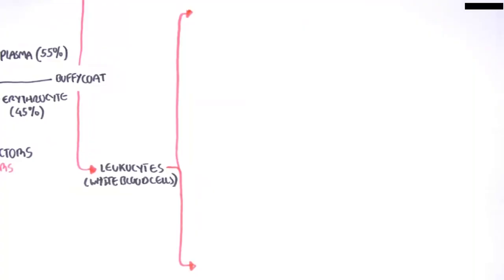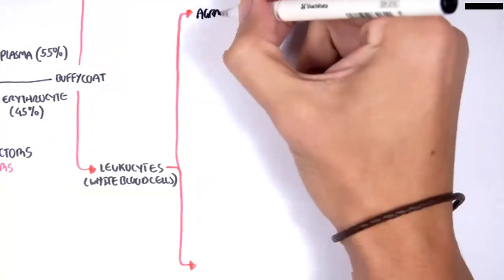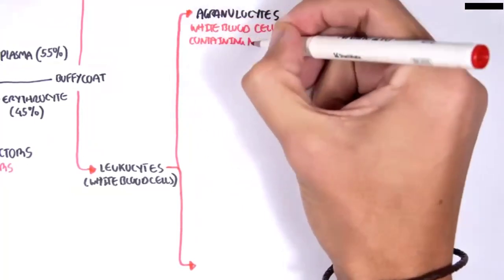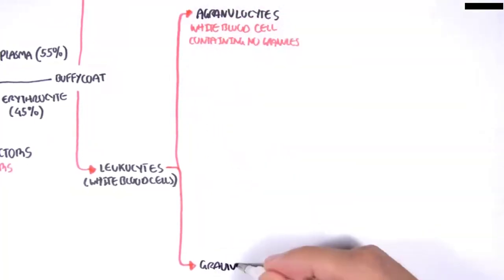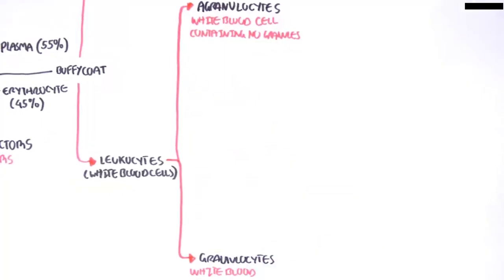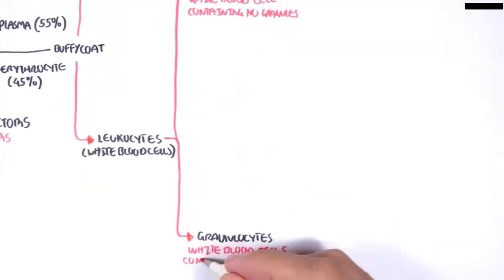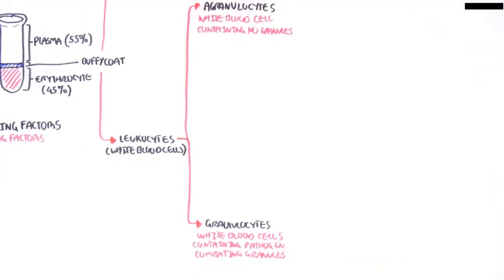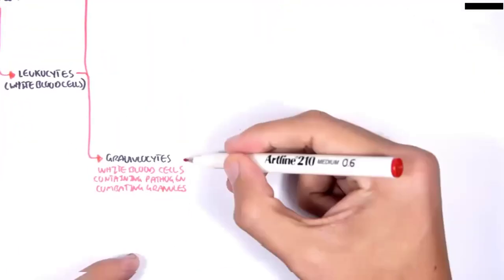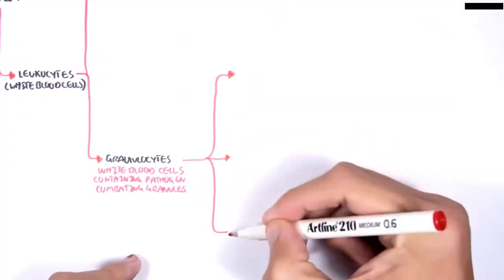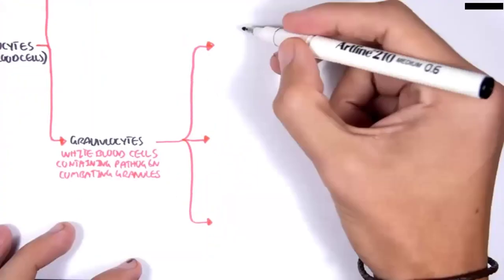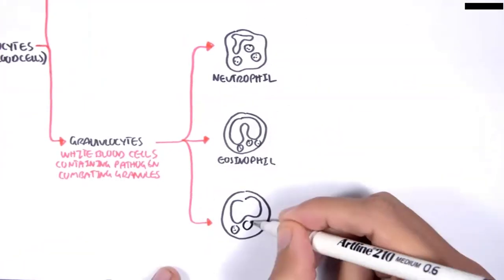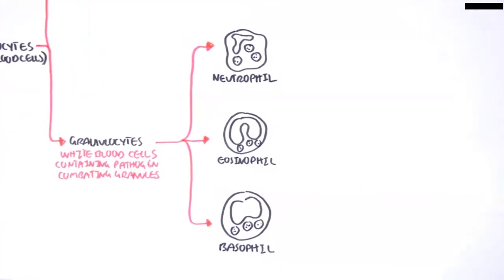White blood cells can be divided broadly into two parts: white blood cells that do not contain granules, called agranulocytes, and white blood cells that contain granules, called granulocytes. We'll firstly focus on the granulocytes. We have three main granulocytes: the neutrophils, eosinophils, and basophils. Let's look at each one of them in sequence.